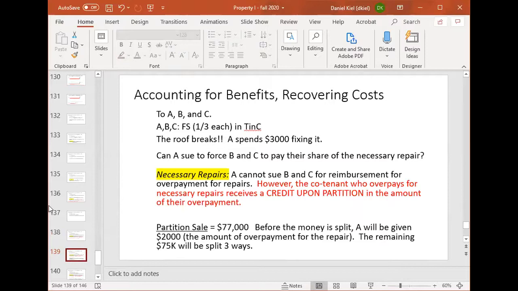So it works like this. Let's say that during the co-tenancy, A has no right to anything, but they keep their receipt and they say, you know what, I've paid for this roof. I've paid for this roof and it had to happen. The water was coming in. It was terrible. I had to pay for the roof.